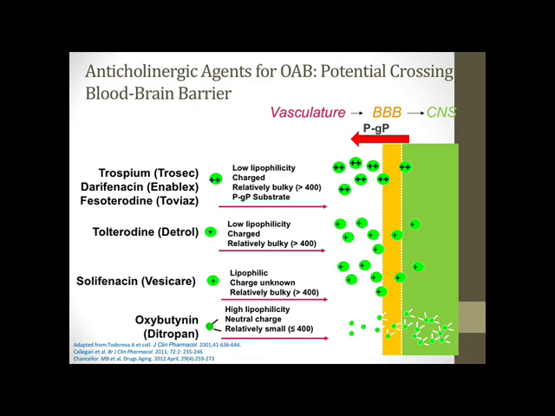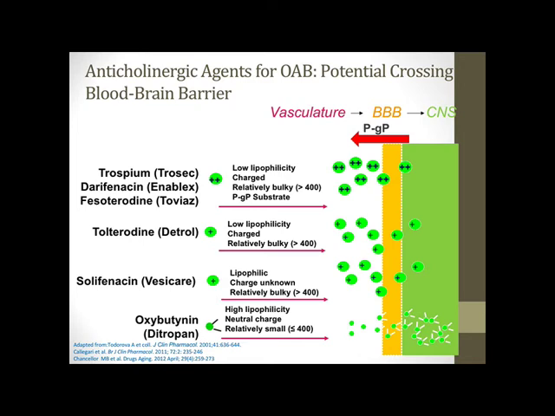I think that oxybutynin, that you see at the bottom there, is very highly lipophilic, it's neutrally charged, and it's a small molecule, so it very easily crosses the blood-brain barrier. So oxybutynin is well known to cause a lot of side effects like delirium, worse dry eyes, worse dry mouth, but we're especially worried about oxybutynin and the cognitive side effects that it can cause because of its propensity to cross the blood-brain barrier.